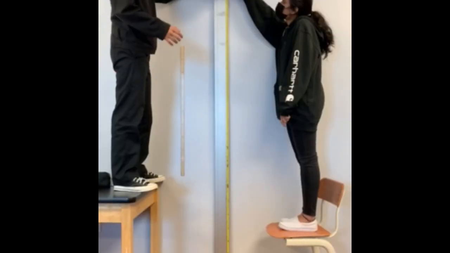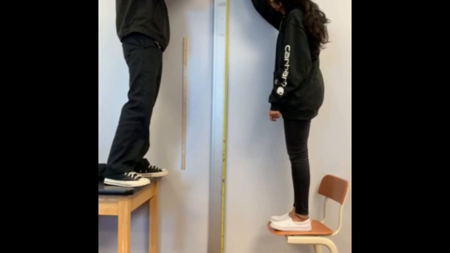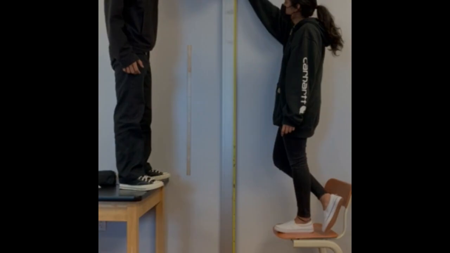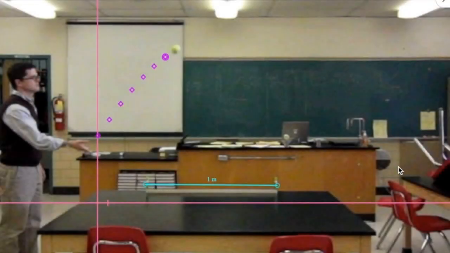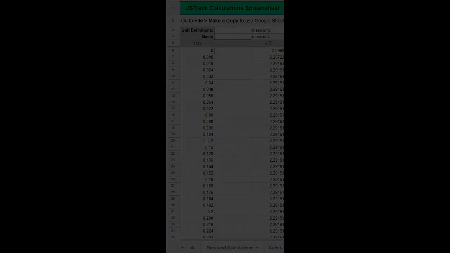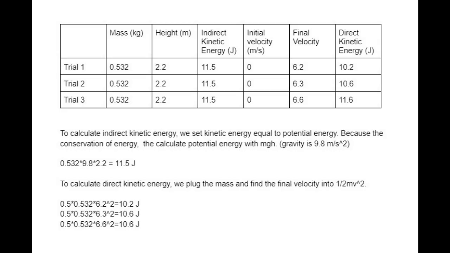We performed 3 trials. In each, we dropped a 532-gram basketball from a height of 2.2 meters. We then used the online video analysis software JSTrack to plot the ball's position over time. From the values gathered, we could then find the final velocity, which, when plugged into the 1/2 times mass times velocity squared formula, yields the final kinetic energy of the ball.